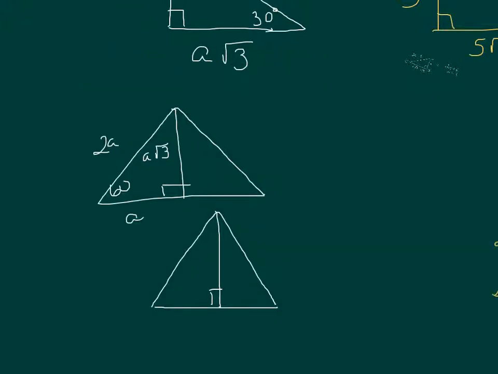Here we have another equilateral triangle with an altitude drawn, so this is 60. This time, let's say that the altitude is 9 square roots of 3.